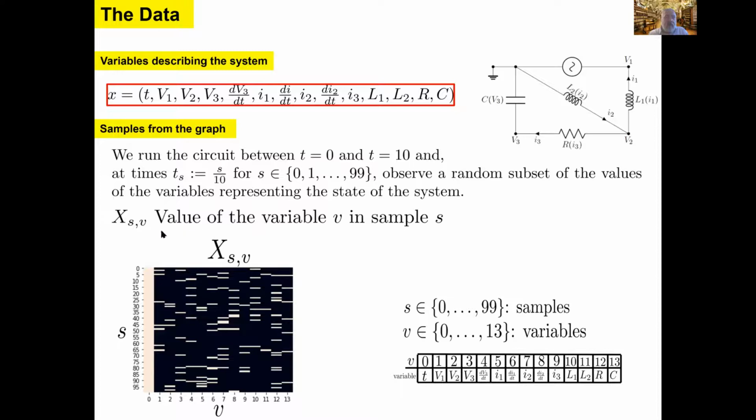Now, if for each one of those samples indexed by S, we write X_{S,V} for the value of the variable V in sample S, then X_{S,V} can be seen as the entry (S,V) of some matrix X that has 100 rows because we have 100 samples and 14 columns because we are tracking 14 variables. Now, for each one of those samples, we only observe a subset of the variables, which means that we only observe a subset of the entries of that matrix X. Those entries are colored in white in the following figure.